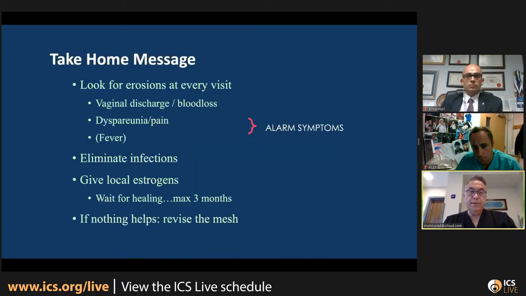So the take-home message is to look for erosions at every visit. Look at the vaginal discharge or any blood loss, dyspareunia or pain, or fever. And these are some alarming symptoms. Eliminate infections if they exist. Give local estrogen and wait for healing if she needs it. And if nothing helps, revise the mesh.